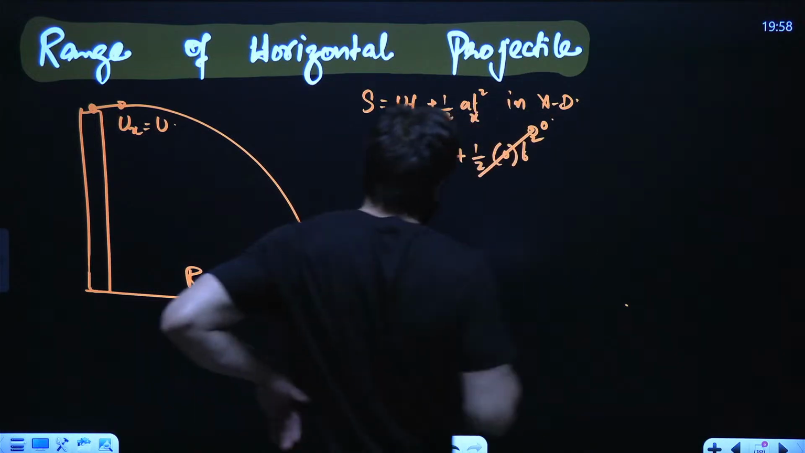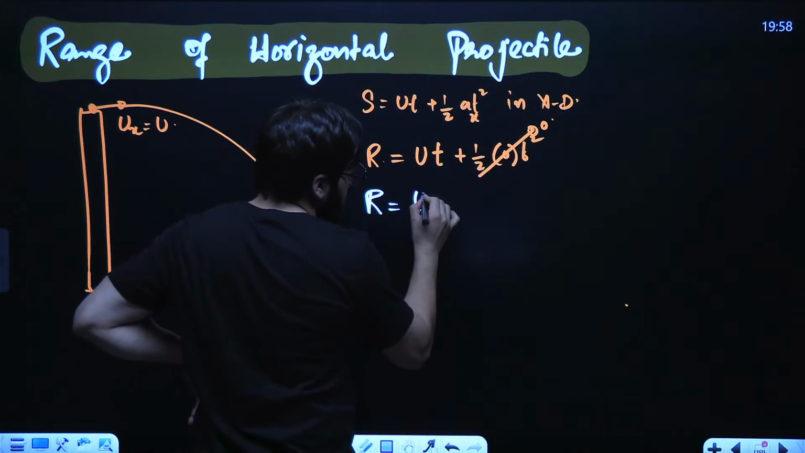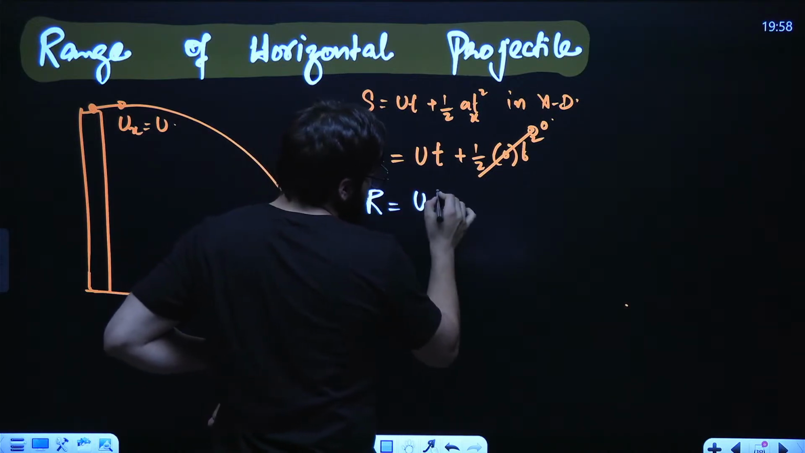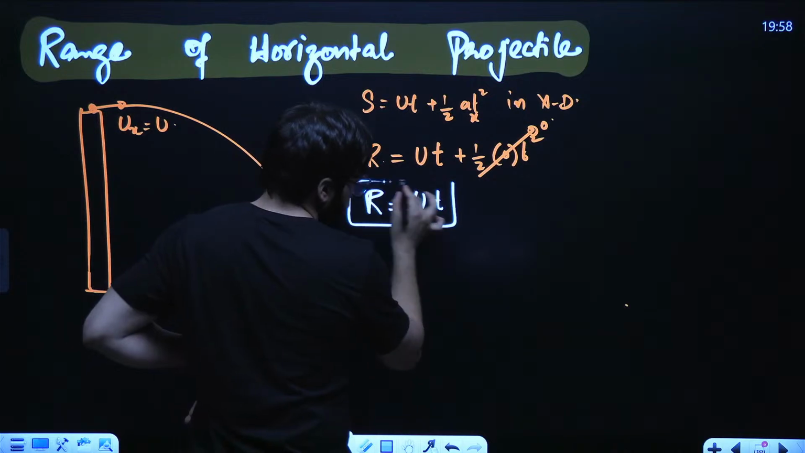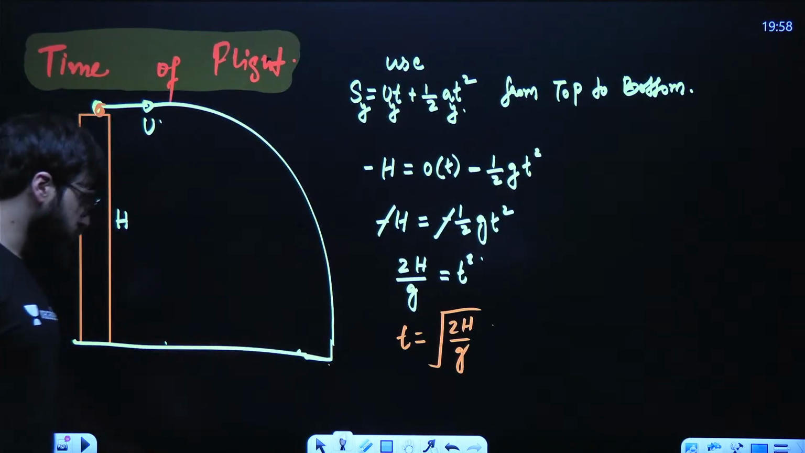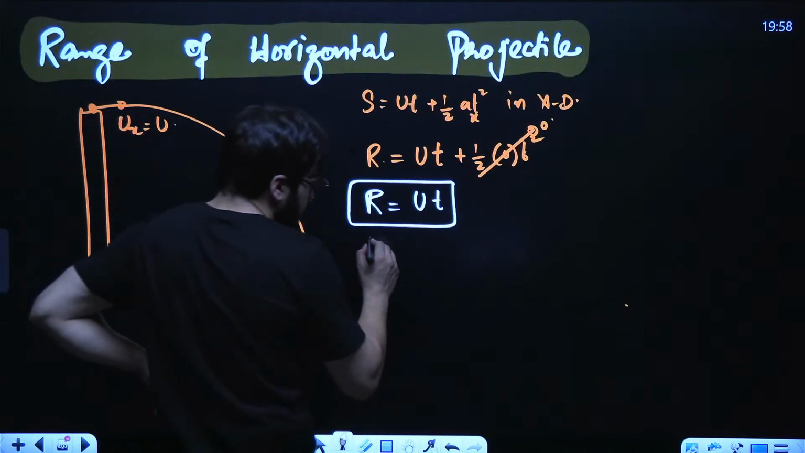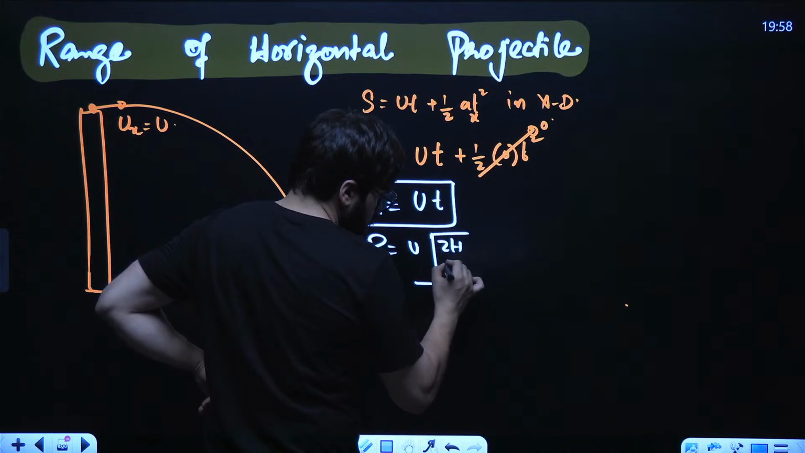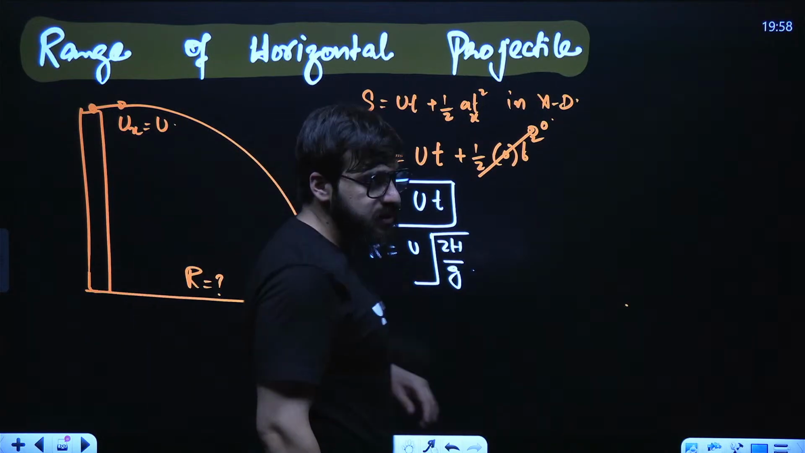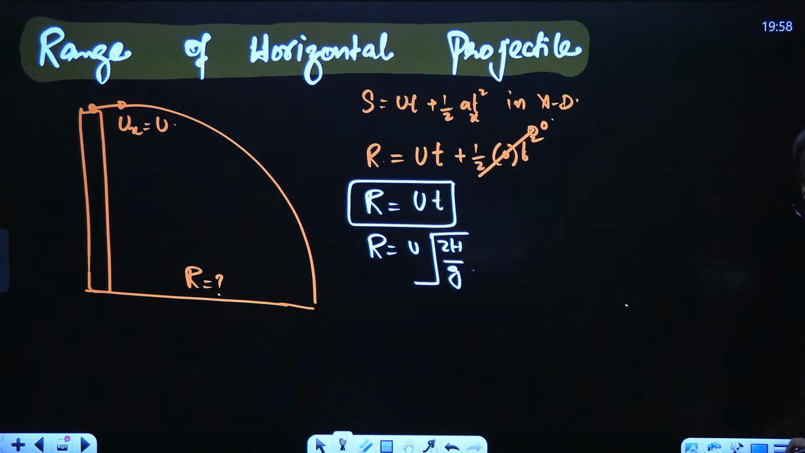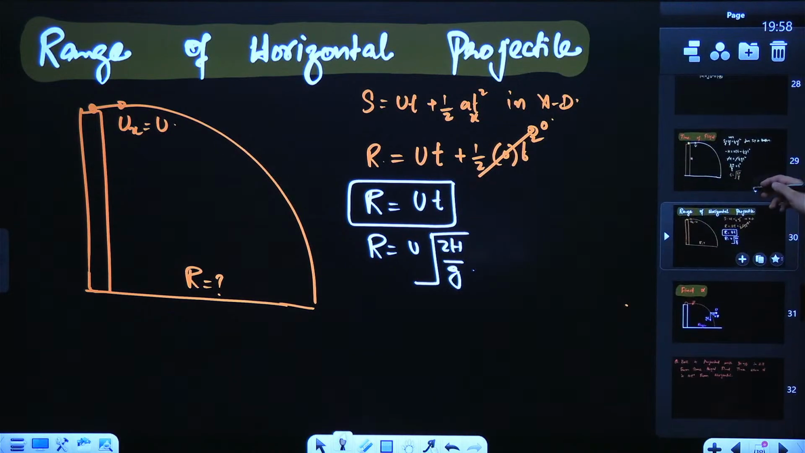Can I say in this particular case, this range will come out to be u into t. Now, guys, what is the time period that we recently got? That is under root of 2h by g. So you can write this also as u times under root of 2h divided by g. This is the formula for the range that we have.